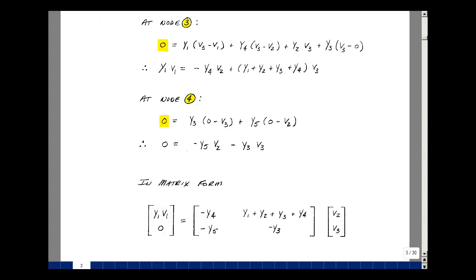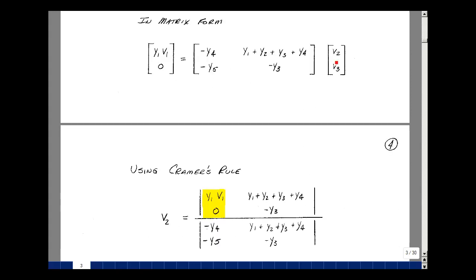So I'm going to use Cramer's rule to do that. We can solve for V out, which is equal to V2, using Cramer's rule. We'll solve for V2, take the determinant of this matrix, put that in the denominator, and in the numerator I'm going to find the determinant of this matrix with column 1 replaced by the left-hand side of the equation, because that's the column associated with V2. So I have this ratio of determinants.